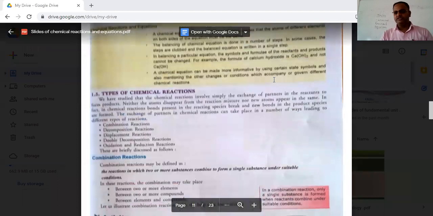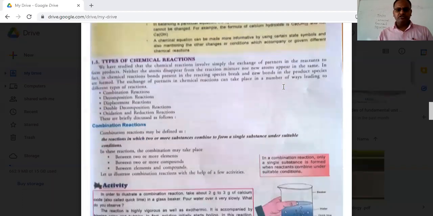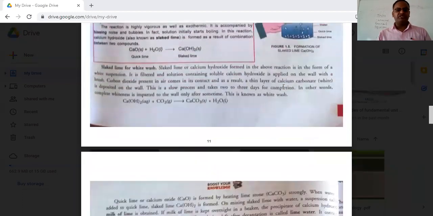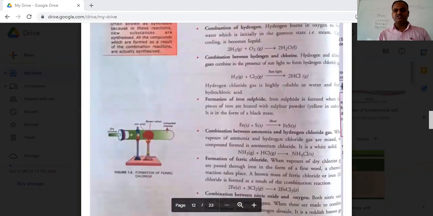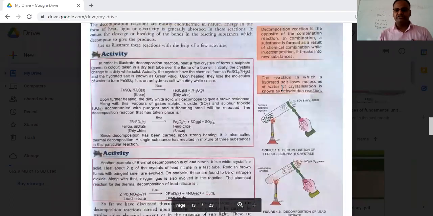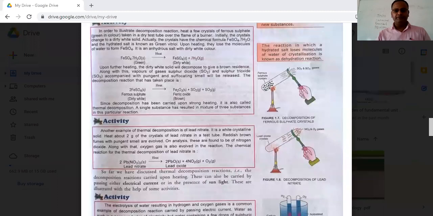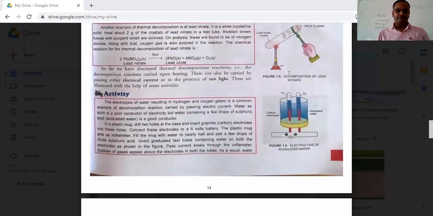Yes, in the combination reaction yesterday, we have seen how two or more substances combine to form a single substance. And we have also given different examples for this. We have also discussed yesterday the decomposition reaction and the three types of decomposition reaction, that is electrolytic decomposition, thermal decomposition, photolytic decomposition.